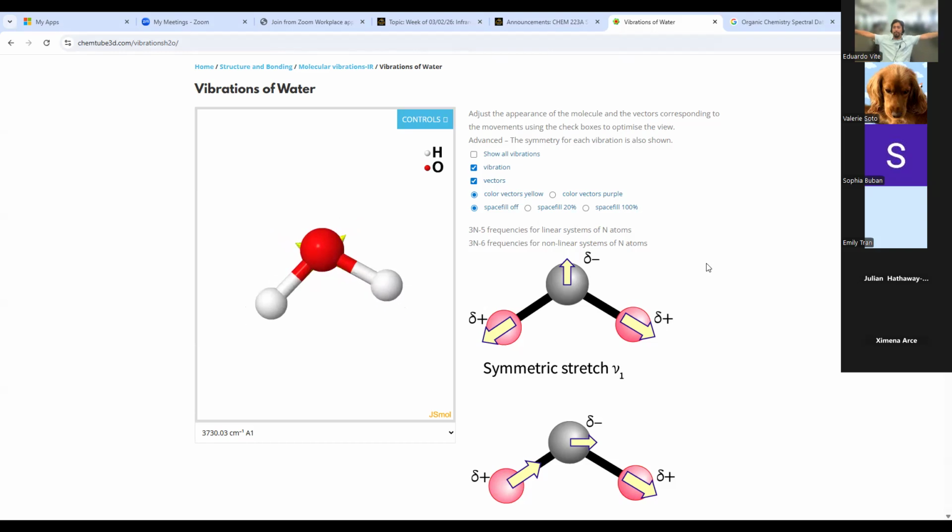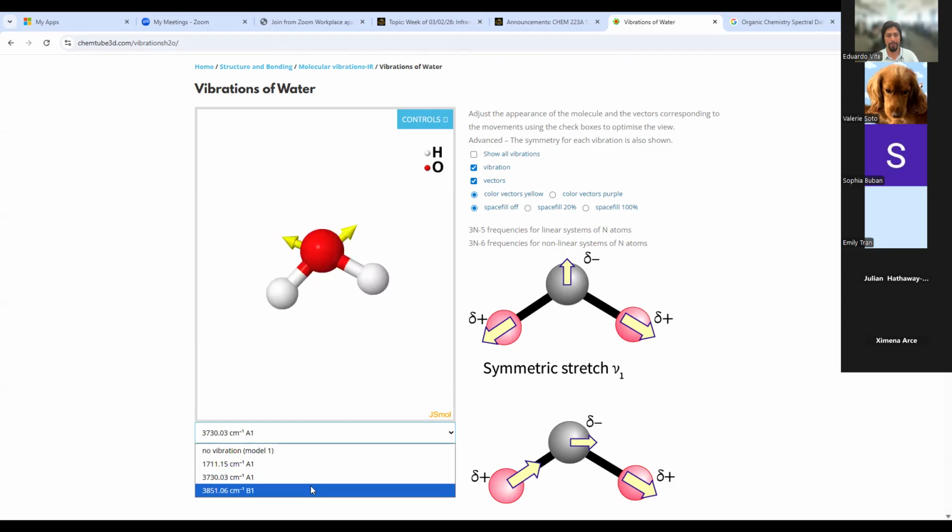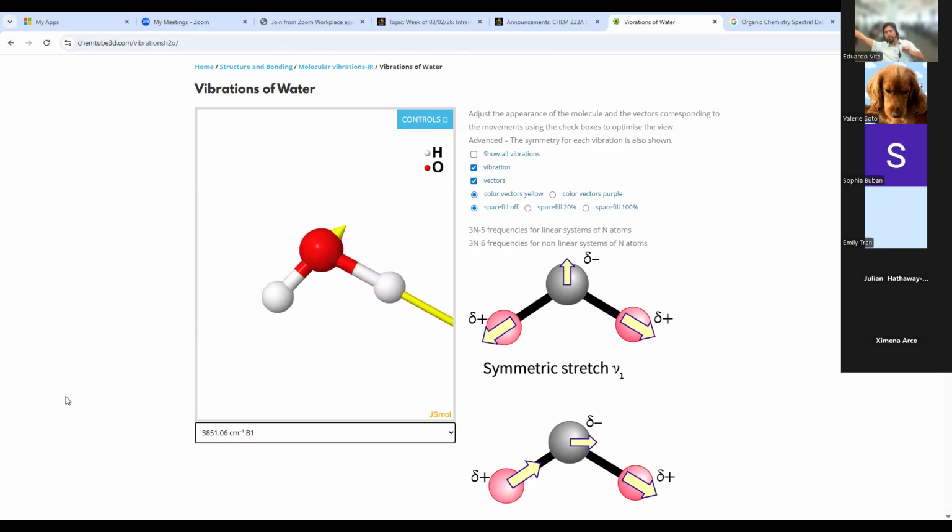We have bending, where you're actually bending your arms, and you have the stretching, where you're actually going inside and outside of the molecule, right? And this is called the symmetric stretch. And if we look at the final one, you see we also have another stretch, but in this one, one of the hydrogens is close to the oxygen and the other one is far away. And then it goes back and forth like this, right? It goes back and forth like this.